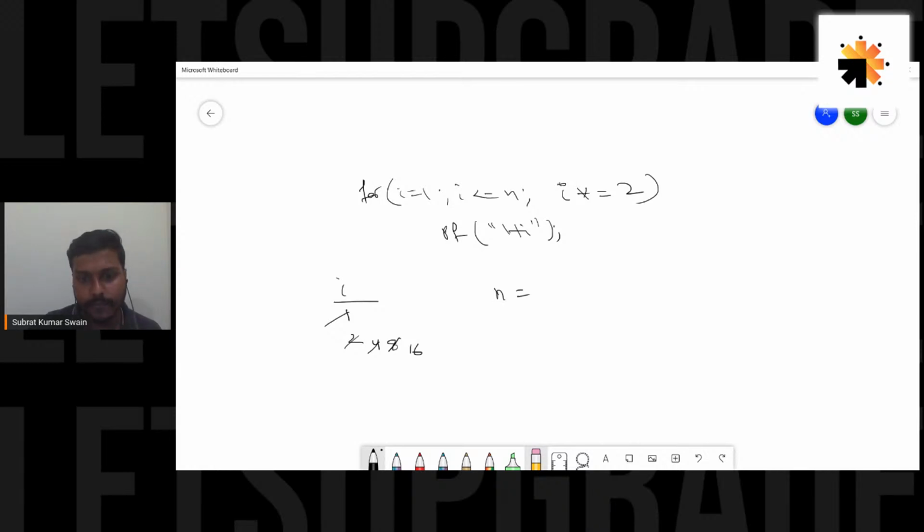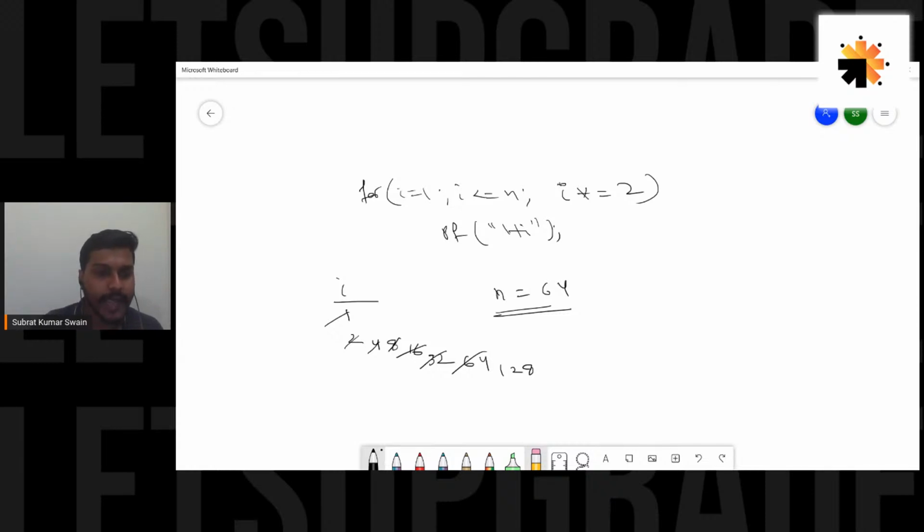Let's say the n value is 64. We are taking n as 64 just to understand how the order is going. Now the i value is 16, so next time it would be 32, then next time 64, and we have reached the end of the loop because the condition is i less than or equal to n. Now our i value is 64, which is equal to n. After this the loop will stop, because next time the i value would be 128, which is greater than n.